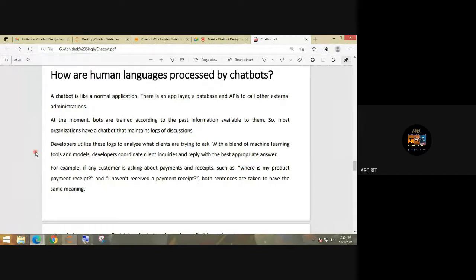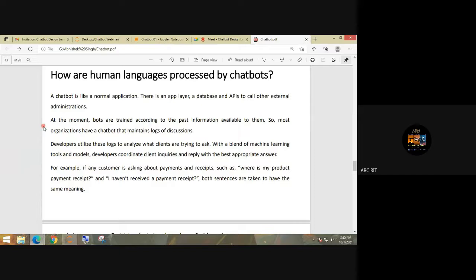Now, developers utilize these logs to analyze what clients are trying to ask. With a blend of machine learning tools and models, developers match client inquiries and reply with the most appropriate answer. For example, if a customer is asking about payment and receipts, such as where is my product payment receipt, or I haven't received a payment receipt, then for the bot, both these sentences have the same meaning. And this is how saving and analysis of logs help them.